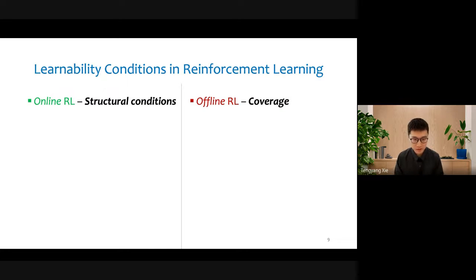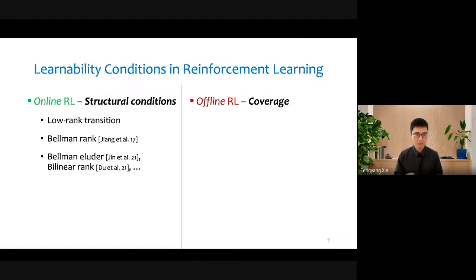Before introducing the details, maybe let's quickly refresh what the usual learnability conditions in reinforcement learning are, particularly in online and offline reinforcement learning. In online reinforcement learning, people usually introduce something called structural assumptions. For example, low rank transition, low Bellman rank, low Bellman eluder dimension, or bilinear rank; there is a long line of that. And I would argue most of them rely on the use of the elliptical potential lemma, which indicates that most of them are linear in some way.